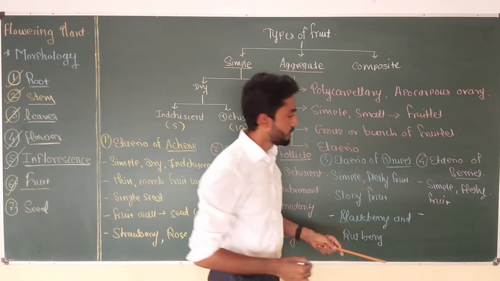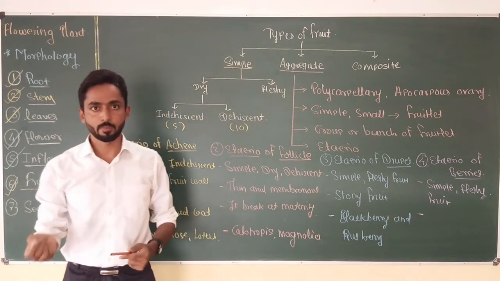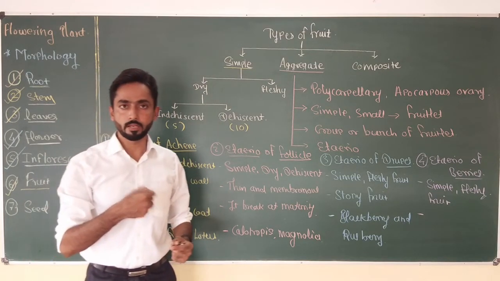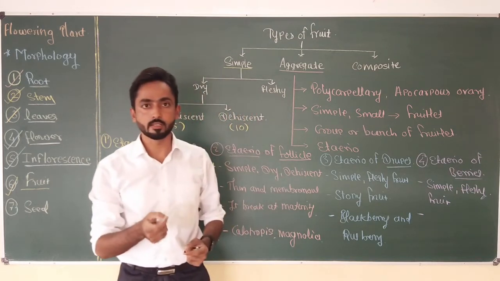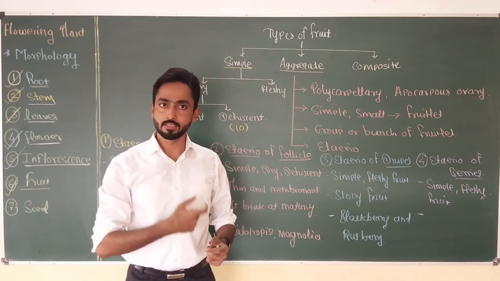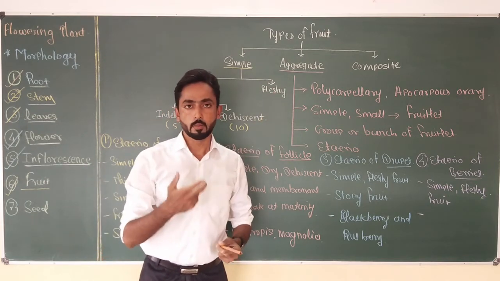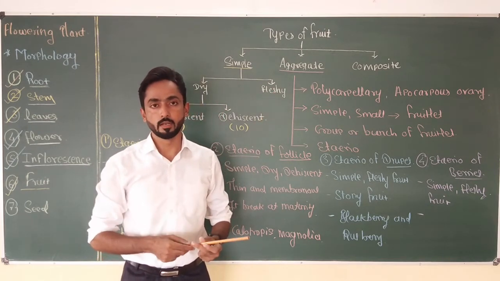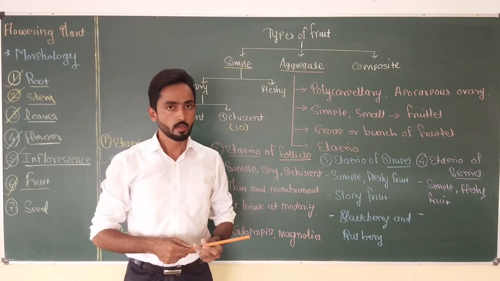Okay, and there are two subtypes of berries: superior berry and inferior berry. In case of superior berry, all three parts of the fruit are edible. That means you can eat epicarp, mesocarp as well as endocarp. But in case of inferior berry, one or two parts of the fruit wall are non-edible, and well-known examples of the inferior type of berry are banana and papaya.